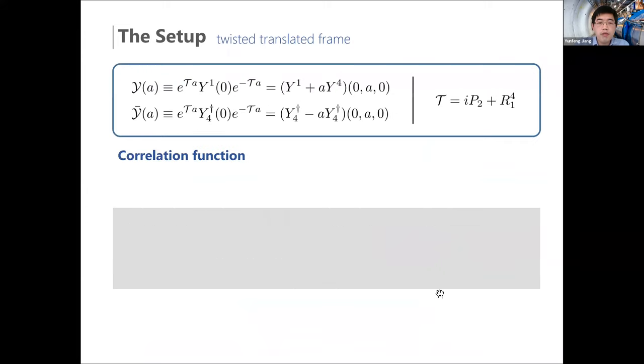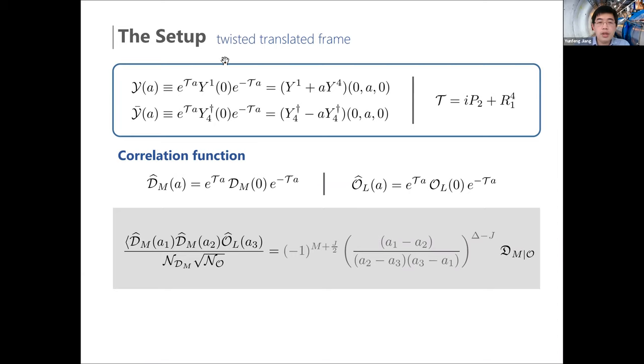So to simplify our lives, I will consider a special case, which are the correlation functions in the twisted translated frame. So the idea is to first construct the operator at the origin and then perform the twisted translation. The twisted translation is generated by this generator, where P2 is the translation in the y direction and R41 is the rotation in the internal space. So the twisted translation basically means once you do the translation, you do a rotation in the internal space at the same time, and you need to coordinate these two.